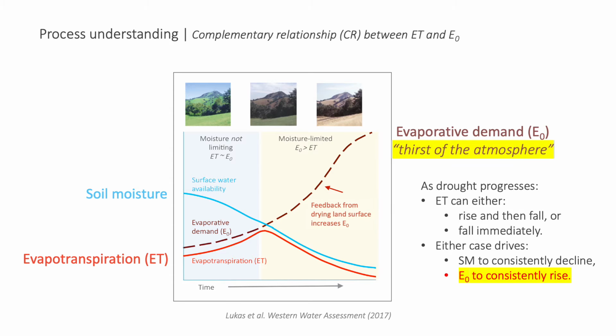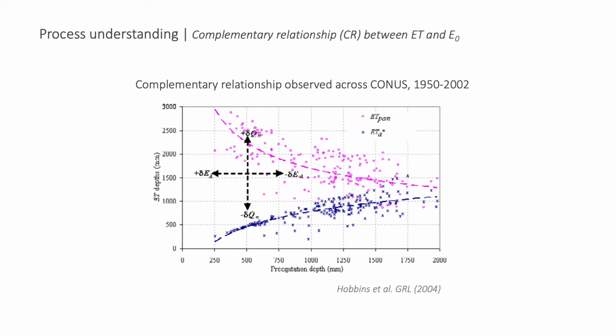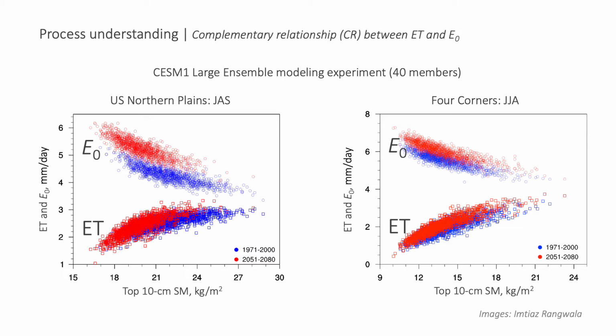And here we see that complementarity between actual ET in the dark blue and evaporative demand in the purple, exhibited in long terms of observations of evaporative demand from evaporation pans and actual ET from water balances across CONUS. This was the first confirmation of the complementarity as an observable fact, in this case across CONUS. And we do also see the complementary relationship in climate scale projections from coupled Earth system models.